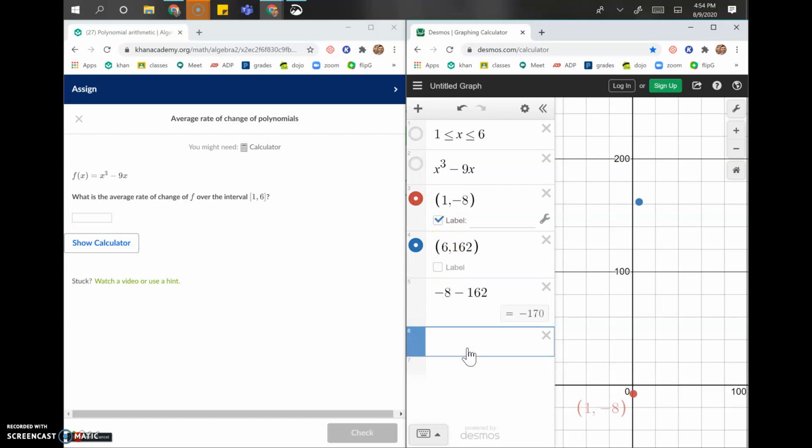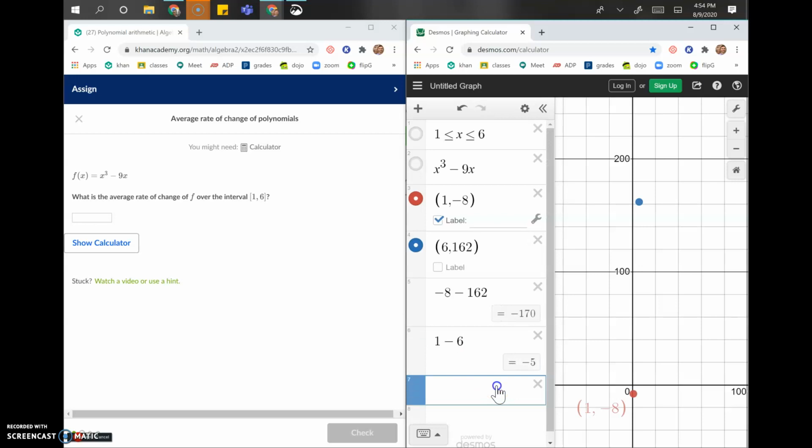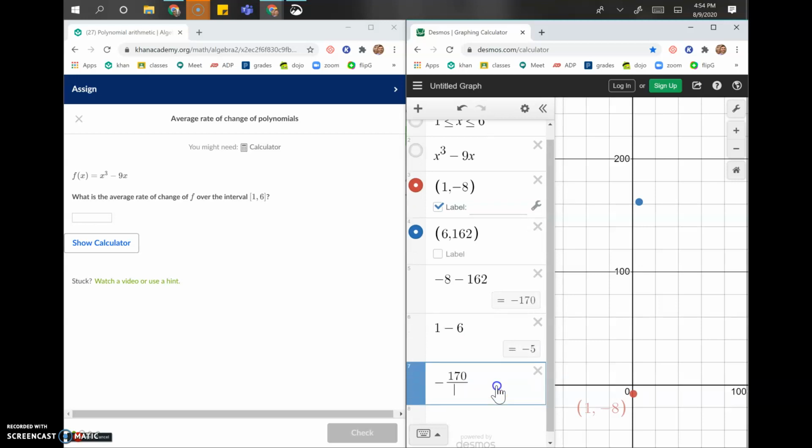Do the same thing for the x coordinates, and we take the same order. So we took -8 first, so I'm going to take 1, subtract it from the second x value, which is 6, and just to figure out what that is simplified, I'm going to divide them. Positive 34, and that kind of makes sense. We know it's supposed to be a positive line, and it's rising 34 on the y for every 1 on the x.